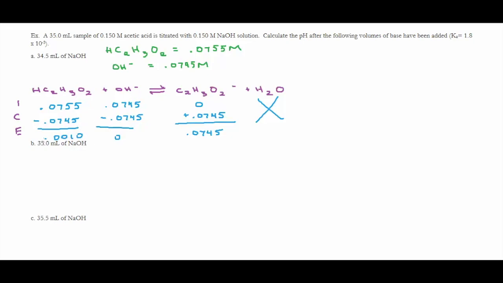Well, what I have right now is I've got a weak acid and its conjugate weak base. I don't have any OH left over, and so what this should make you think about is the Henderson-Hasselbalch equation. So my pH equals my pKa plus the log of my concentration of my base, which in this case is my acetate ion, and acetic acid.